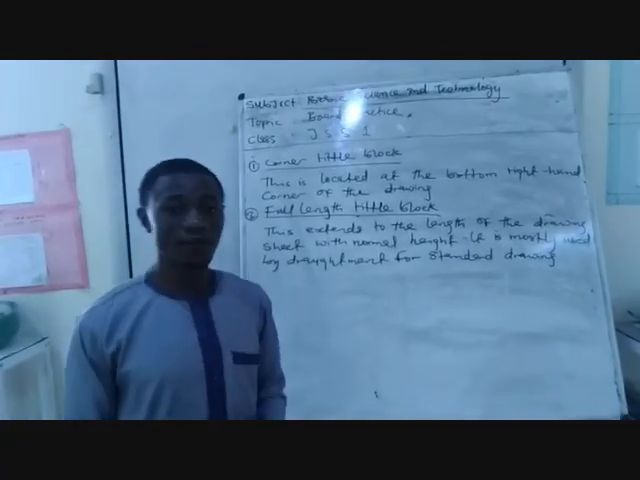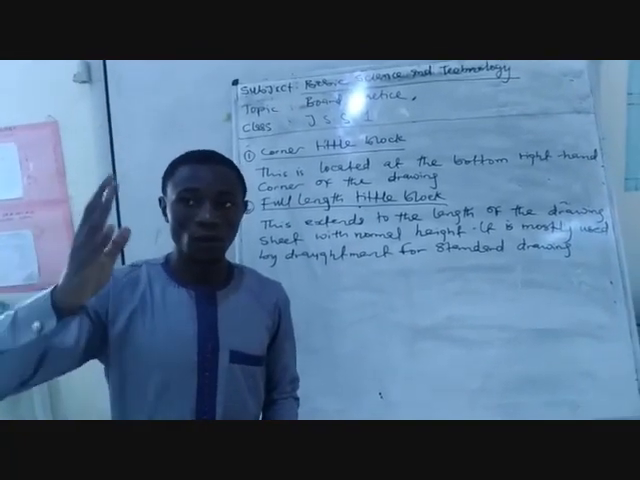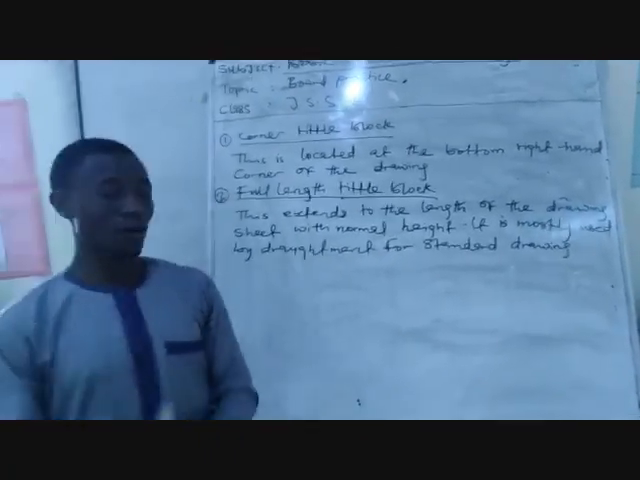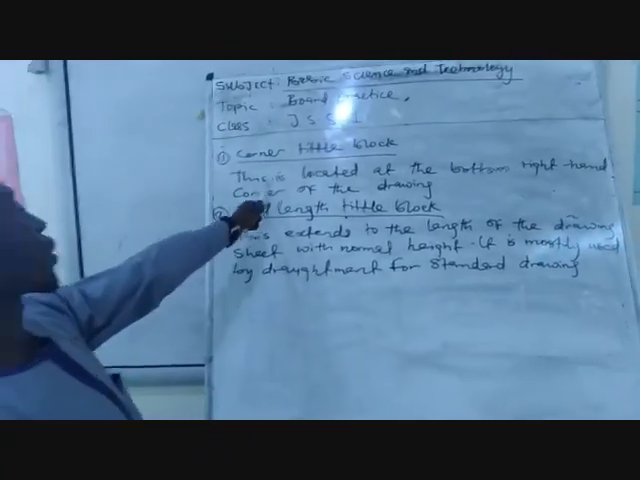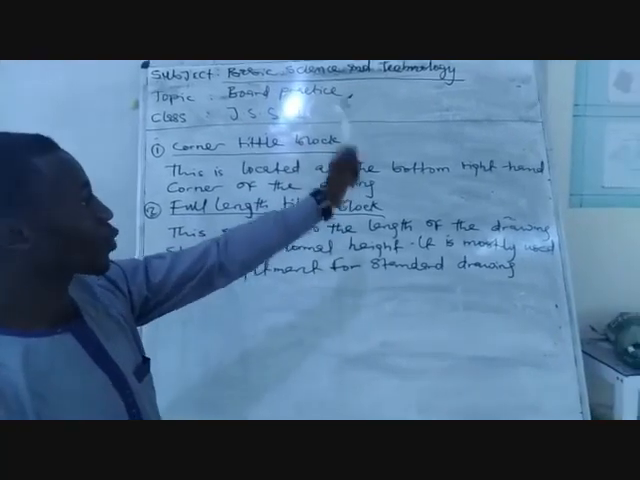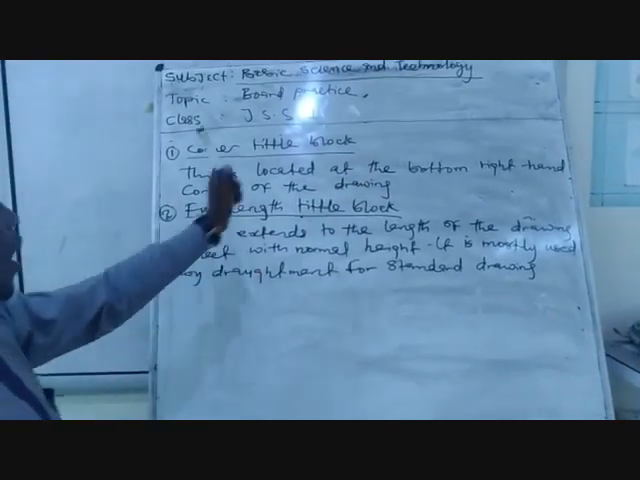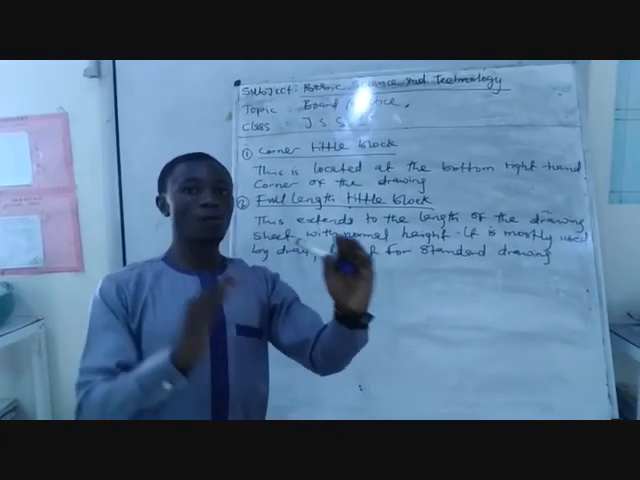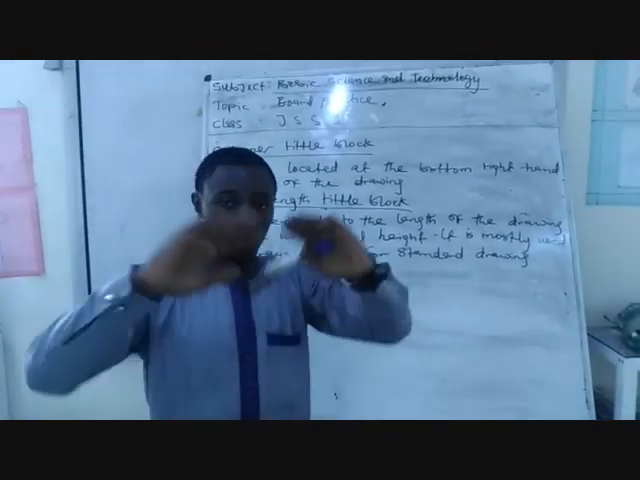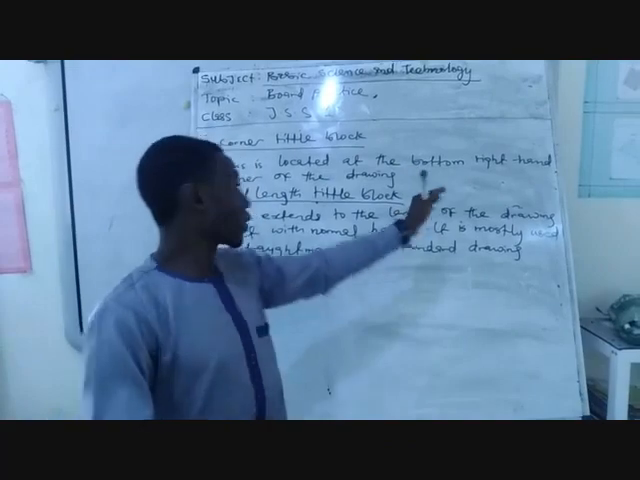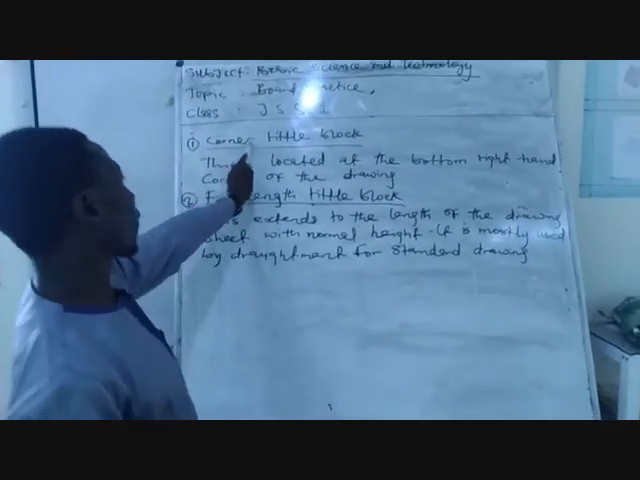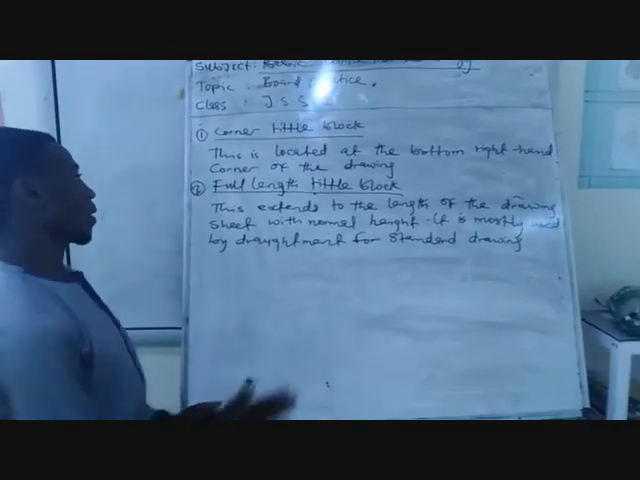As we said earlier, we have two types of title block. Number one is the corner title block. This corner title block is located at the bottom right hand corner of the drawing board. If you go to the right bottom corner of your drawing paper, you will see this corner title block. That is why it is called corner title block, because it is at the corner of the drawing board.